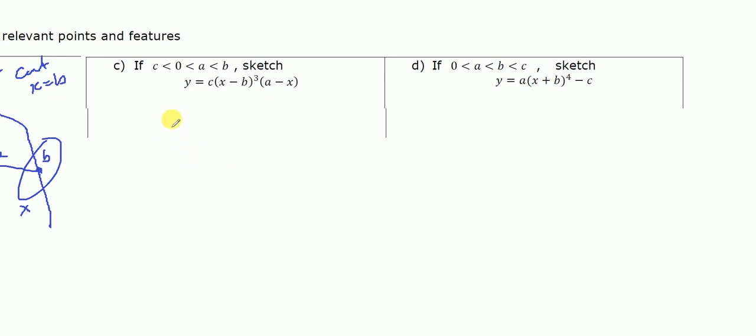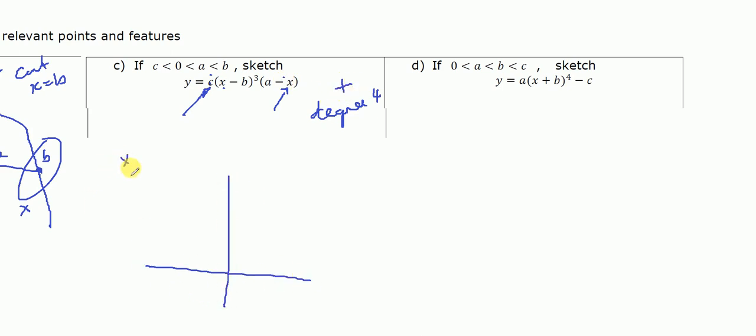Okay, looking at part C, C is negative, A and B. So C is a multiplier at the front. So this is a degree 4. That's a negative on the x. That's a positive on the x, but C is the negative number. Negative times negative gives me a positive degree 4. Start up here and finish down here.